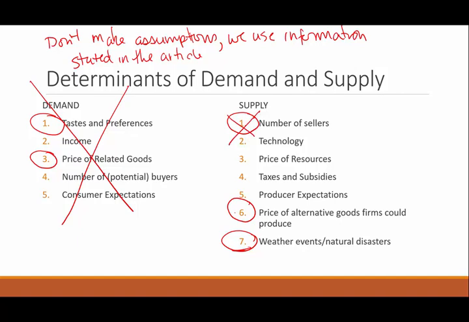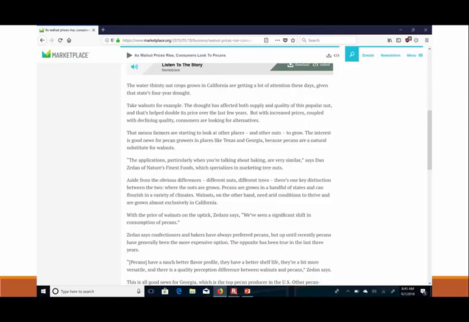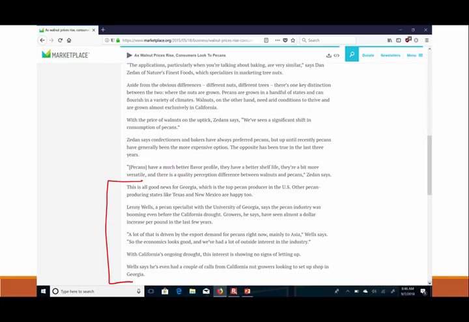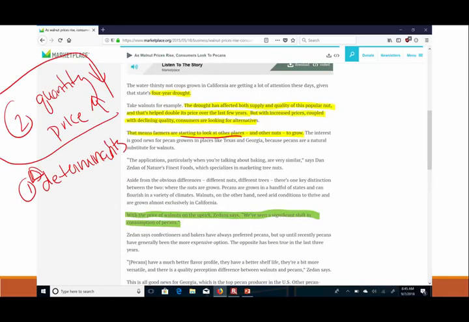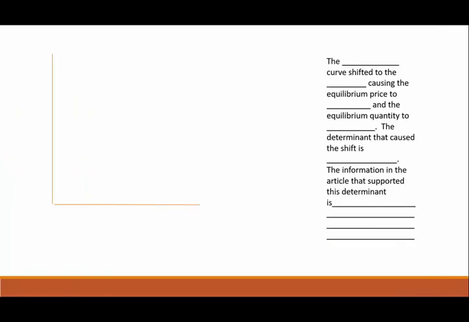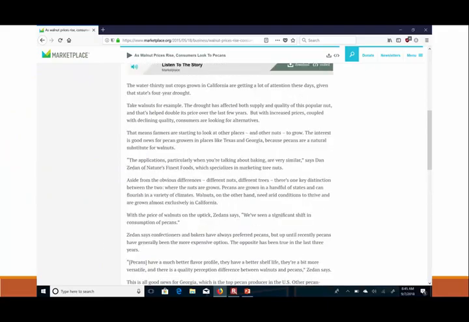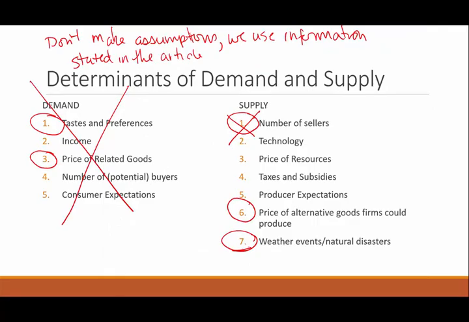Now in terms of alternative goods firms can produce, if pecans are an alternative good to walnuts and actually need to be grown in different parts of the country, that might not be reasonable. Does the article say pecans could be grown in California? Let's take a look. A little unclear there. Possibly. But we really don't have what we need to support that, do we? There's nothing that said that they've been shifting from walnuts to pecans. So weather events and natural disasters fits here.